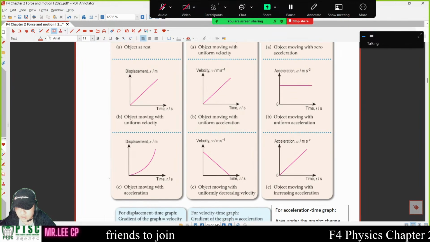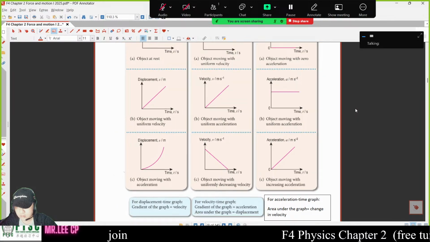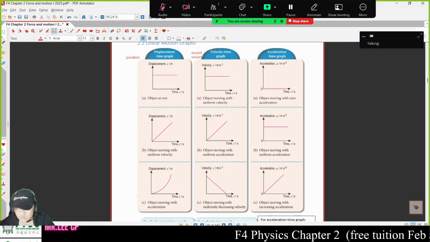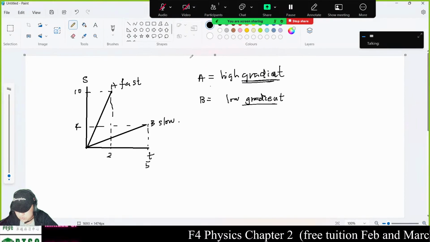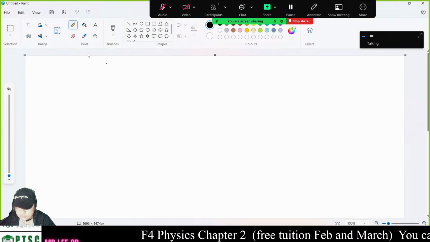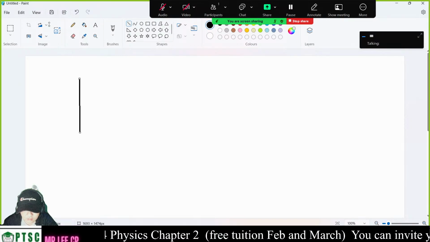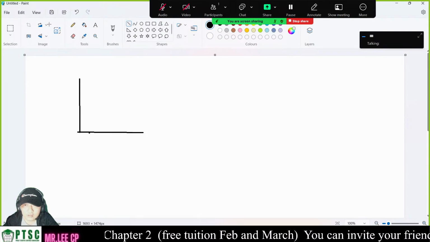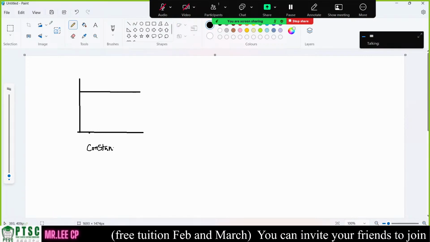Alright. Now we try to look at the VT graph. As I told you, VT graph, it is vroom, vroom, vroom, the sound. So the first one that I told you here is called constant velocity.